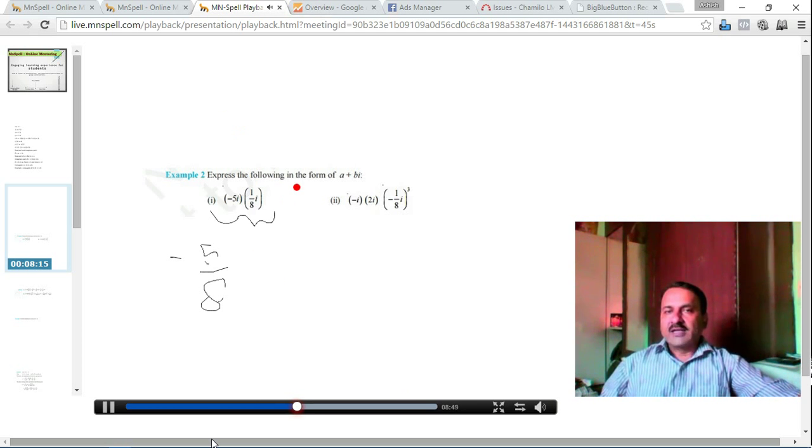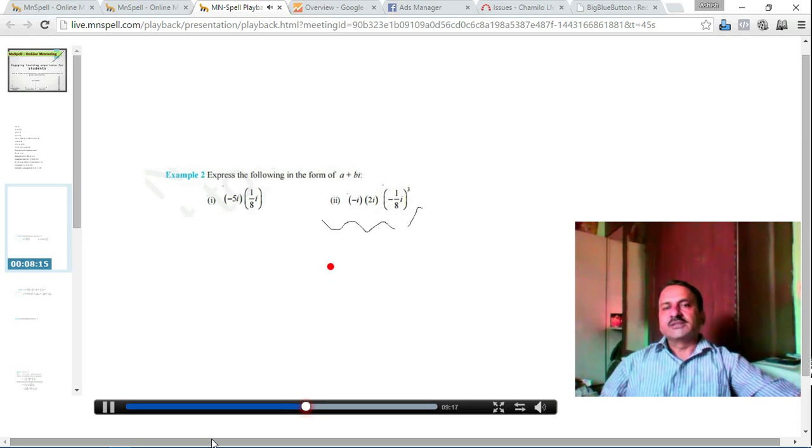Now i into i, you will get i square. And we have learned earlier that i square is minus 1. Minus 5 into minus 1, you will get 5. So the answer is 5 by 8. It is so simple. The answer is 5 by 8. Now we move to the next part.